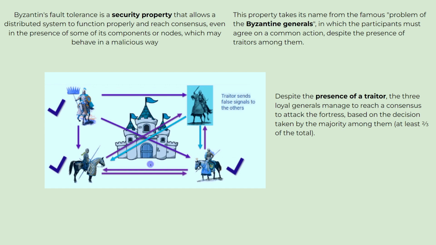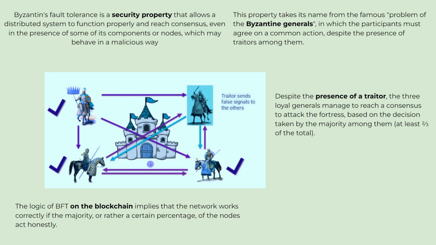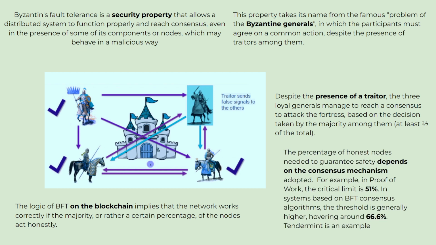By relying on Byzantine fault tolerance, BFT, blockchain operates correctly if the majority, or rather, a certain percentage of the nodes act honestly. The necessary percentage of honest nodes required to ensure security depends on the adopted consensus mechanism. For instance, in proof of work, the critical threshold is 51%. In systems based on Byzantine fault-tolerant consensus algorithms, the limit is usually higher, around 66.6%.